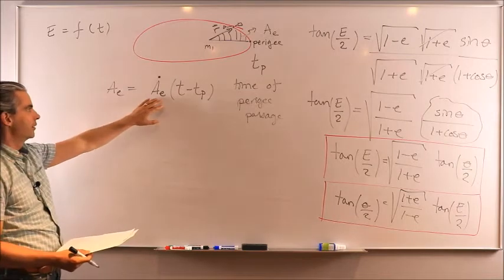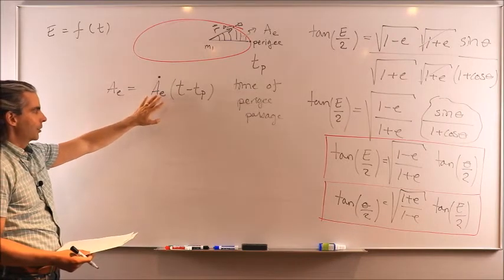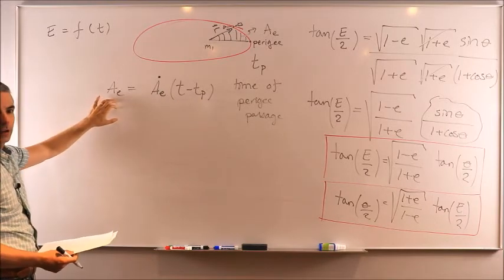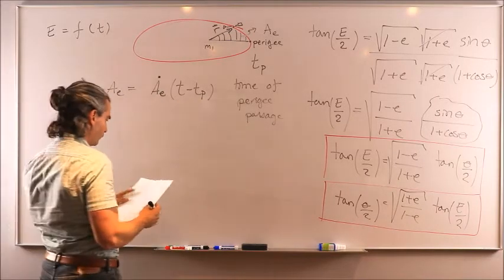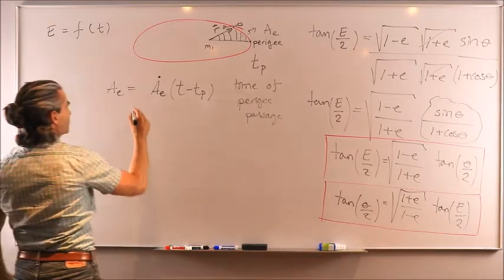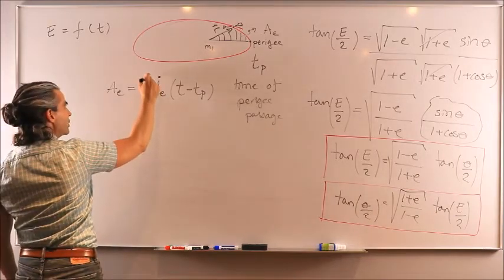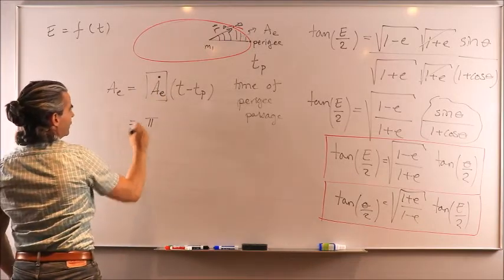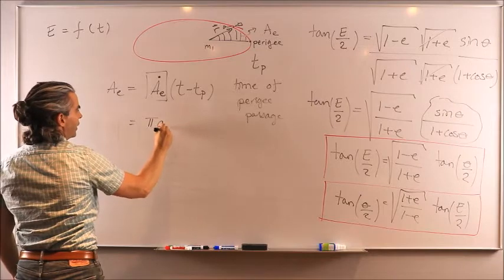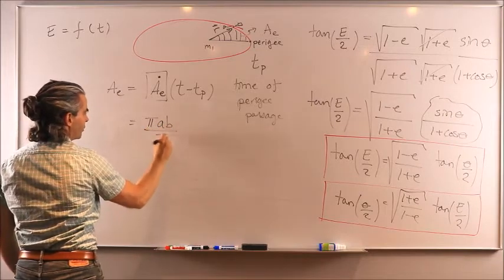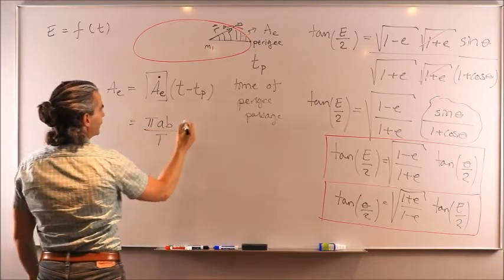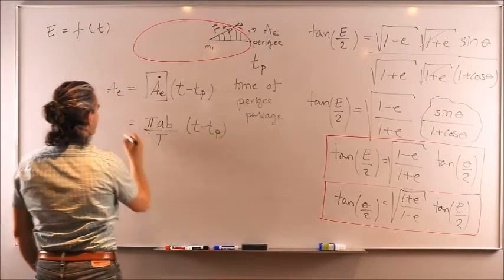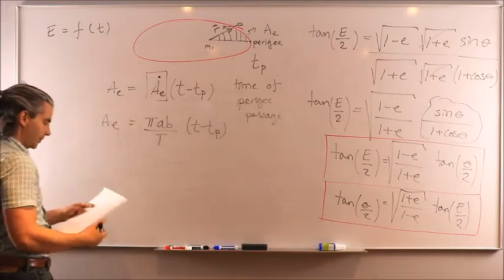So that would be in meter square per second times seconds, which will give you meter square for the area. Now, from Kepler's laws, we know that this is actually equal to the area of the ellipse, pi AB, over the orbital period, times T minus TP, which will give us the area swept by our position vector.